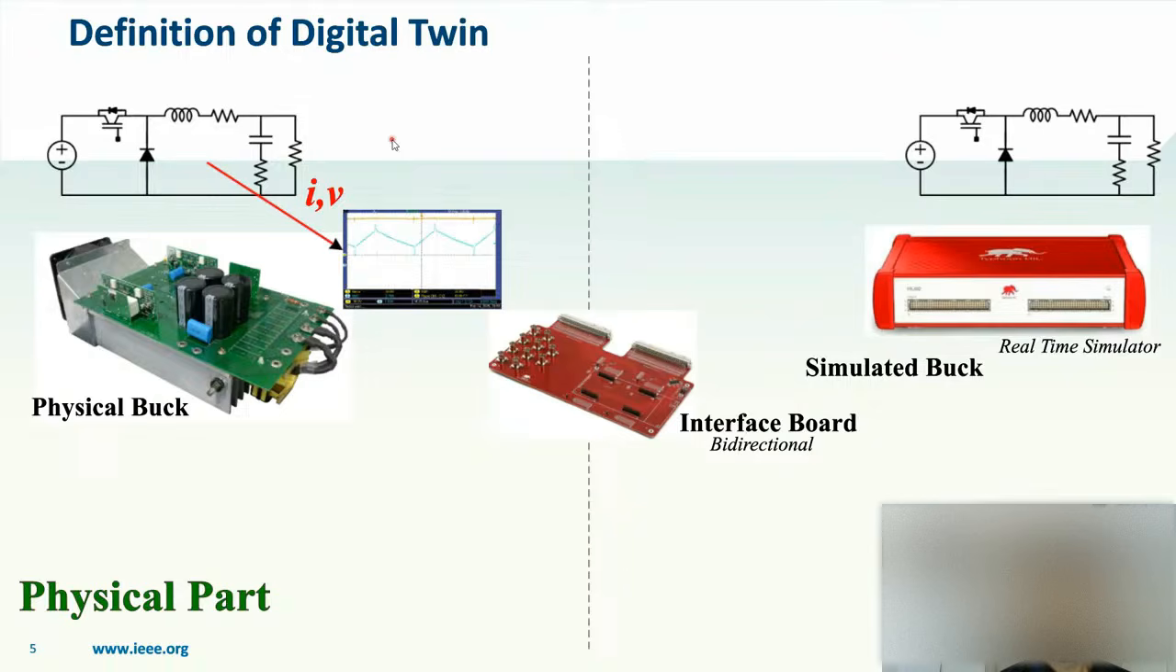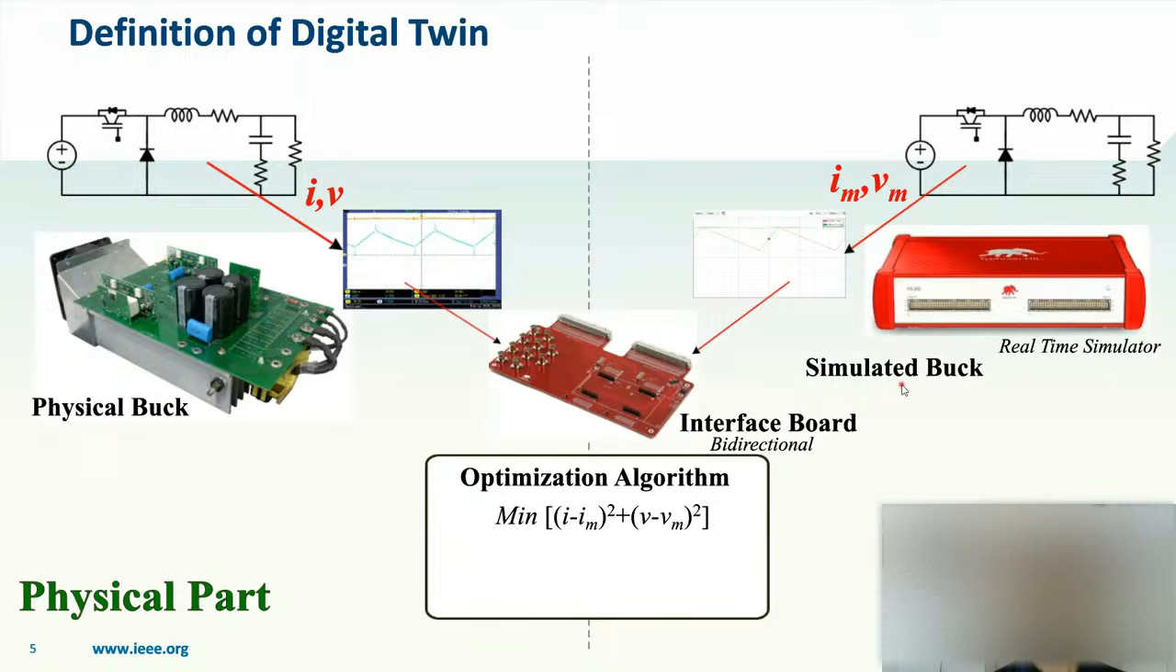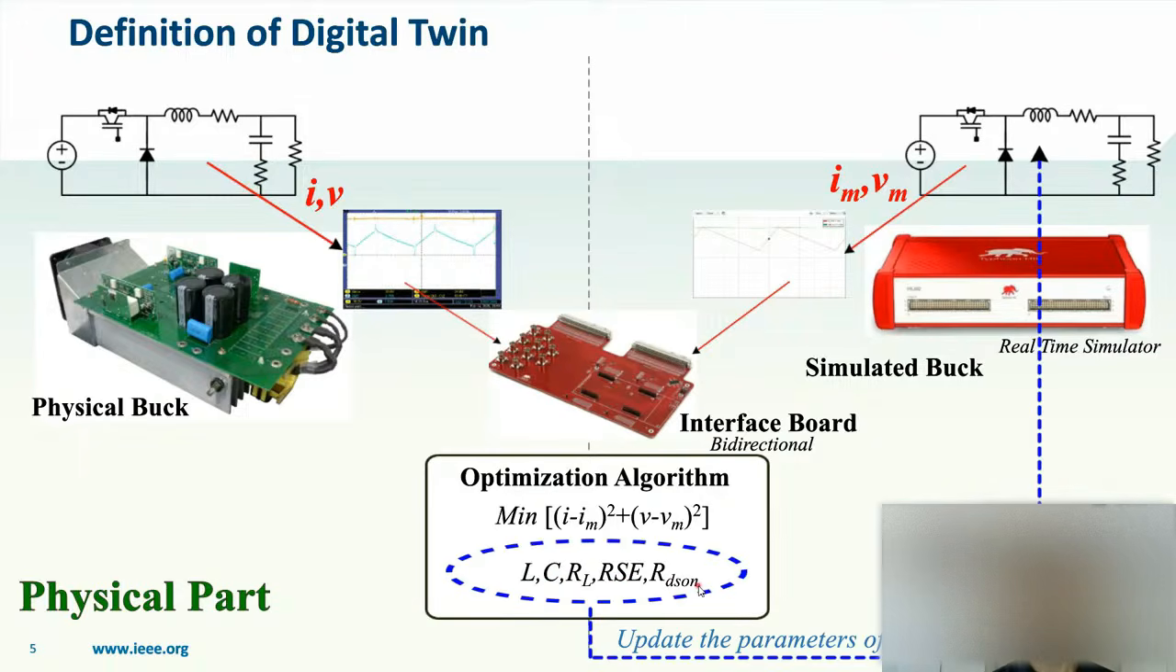And let's grab also the same variables from the simulated buck. Let's put these variables in the interface board, and let's run an optimization algorithm in which we're going to minimize the difference between the currents and also the difference between the voltage. As a result of the algorithm, I'm going to have new values for the capacitor, inductor, resistance of capacitors, RDS on, and let's use these values in the model.